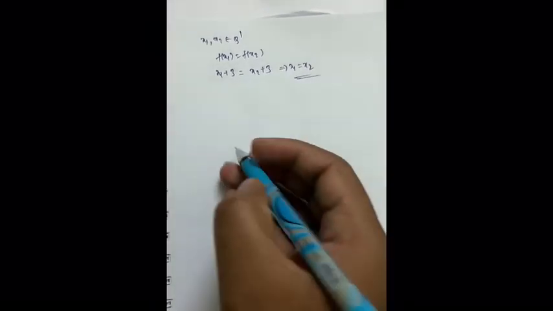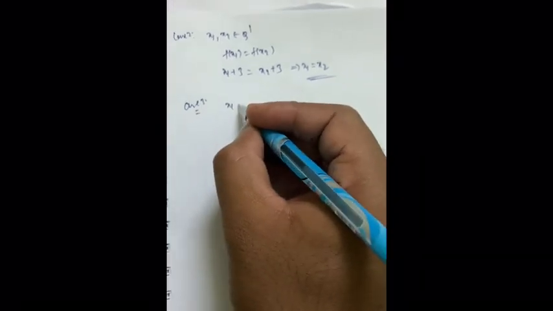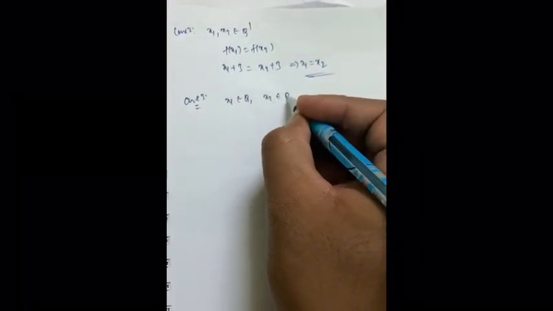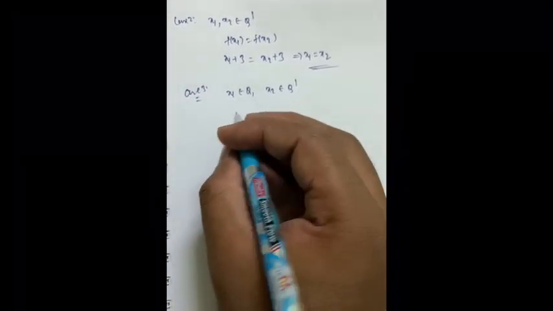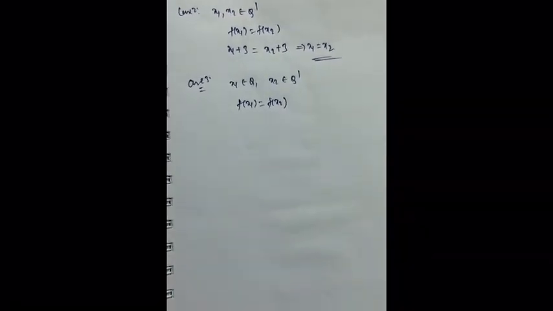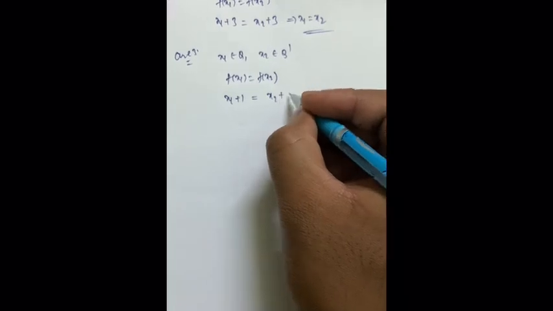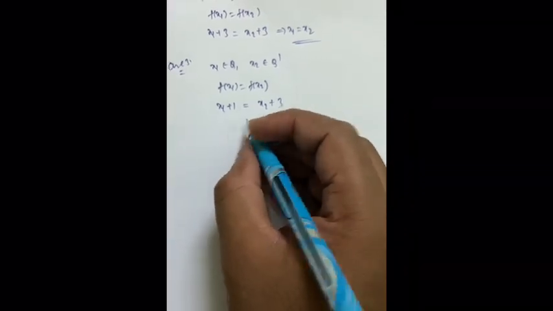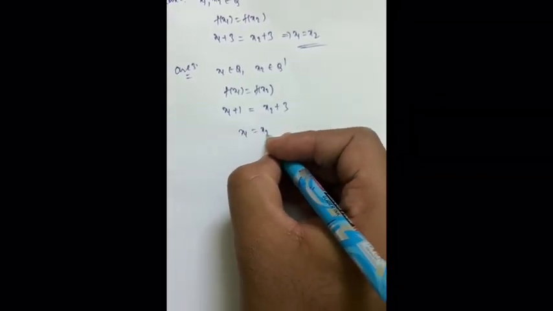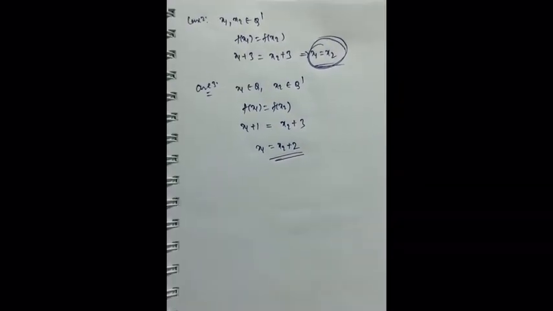Next, case 3: x1 is rational but x2 is irrational. So one is rational, one is irrational. f of x1 equals f of x2 gives us x1 plus 1 for f of x1, and x2 plus 3 for f of x2, right? Because x2 is irrational, we get x1 equals x2 plus 2. So we are getting a different relation other than x1 equals x2.